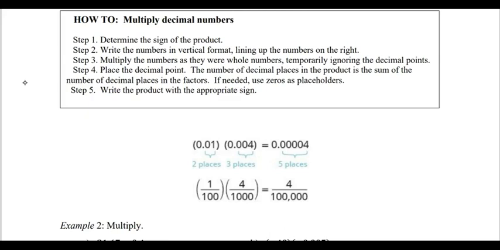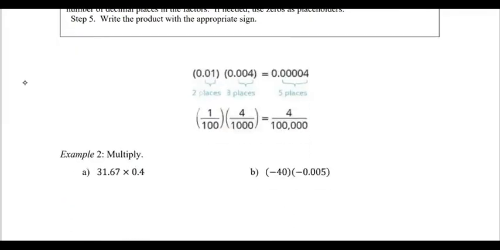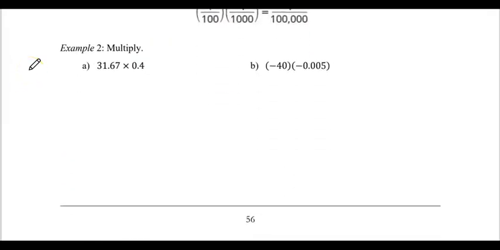So once we have the numerical answer, in step 4, we will find the correct place where we're going to put the decimal point. The number of decimal places in the product, meaning in the answer, is the sum of the number of decimal places in the factors. If needed, use zeros as placeholders. In step 5, write the product with the appropriate sign. So here we are. Let's go ahead and multiply.